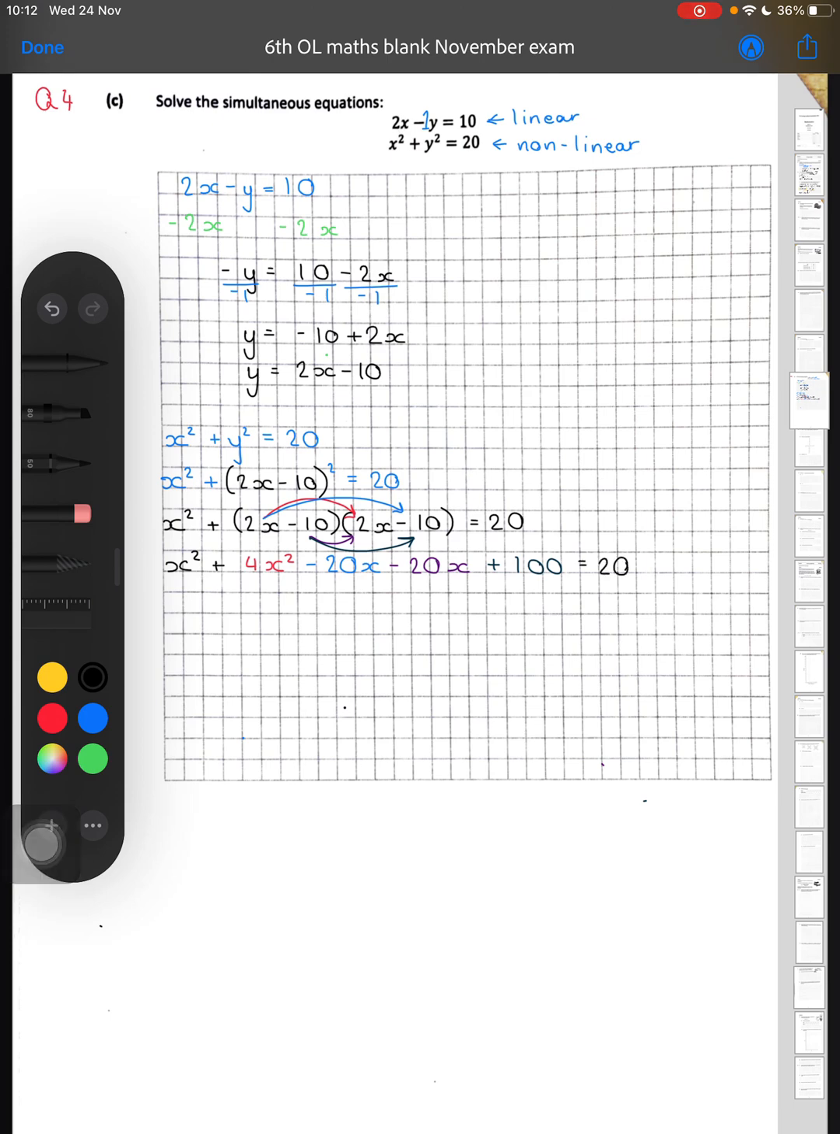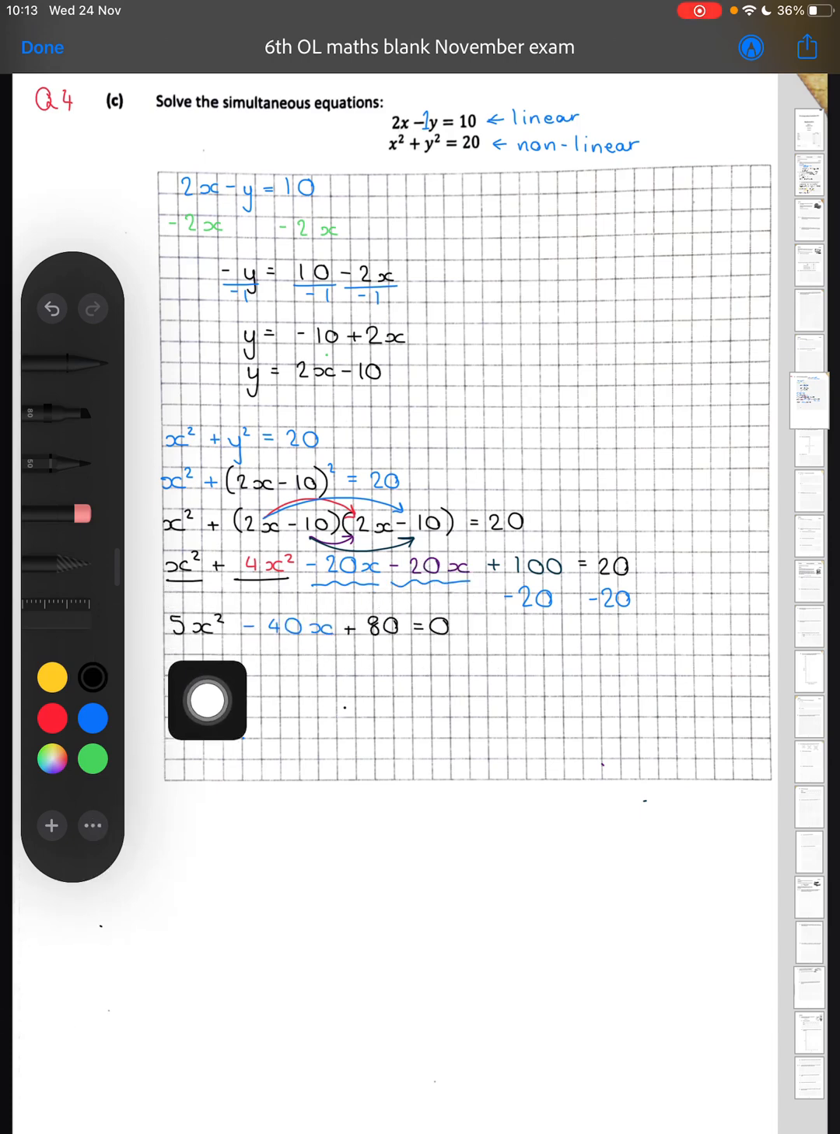Okay, so I'm going to simplify this as much as possible. I have an x squared and a plus 4x squared, so that gives me 5x squared. Then I have minus 20x and minus 20x, so that gives me minus 40x. This is looking like a quadratic, so I want it to equal 0, so I'm going to carry that 20 over to the other side. I'll minus 20 on both sides, so I end up with plus 80 is equal to 0.